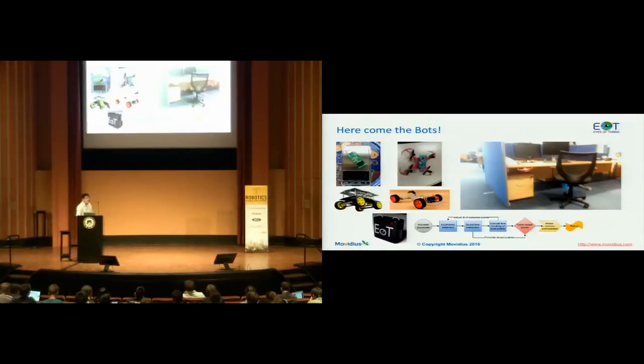This is the brain, the Myriad chip from Movidius. Now we started to design low-cost robots. Our aim is to have a less than $100 robotics kit that you can give to students and hobbyists, and they can start working in robotics immediately without having in-depth knowledge about deep learning or feature point tracking.